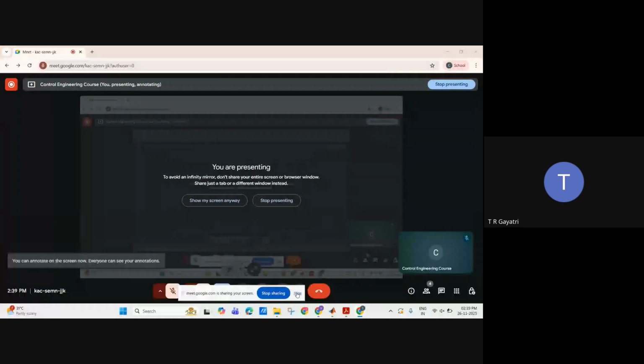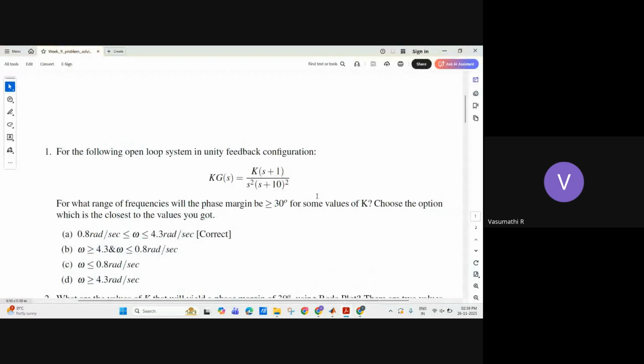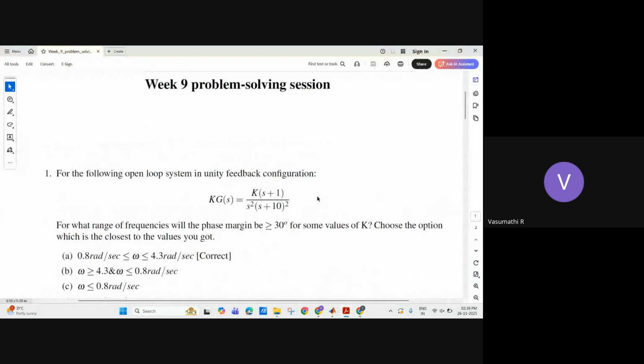I hope the other instructor has started the Bode plot compensator design. So we will solve some problems based on that today. I have taken a few problems.